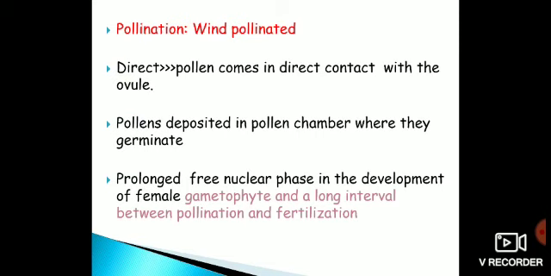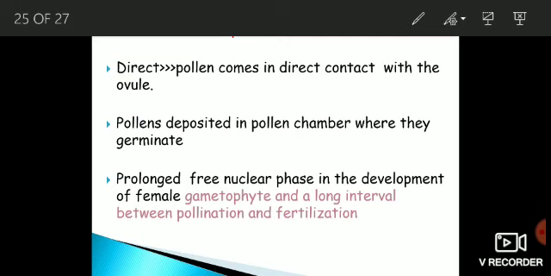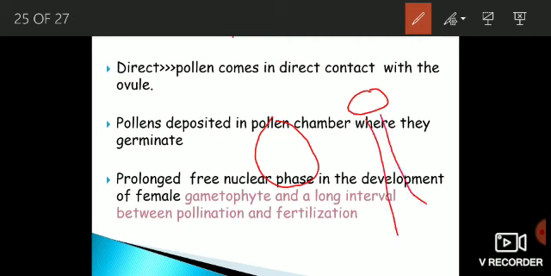Let's move on with the pollination. In gymnosperms, the pollination takes place exclusively with the help of wind, and we can say that they are anemophilous. Anemophilous means wind pollinated, and the pollination is direct. That means the pollen come in direct contact with the ovule, unlike in angiosperms, where the pollen first lands on the surface of stigma. Here you do not have stigma; you have simply an ovule. The pollen come in direct contact with the ovule.